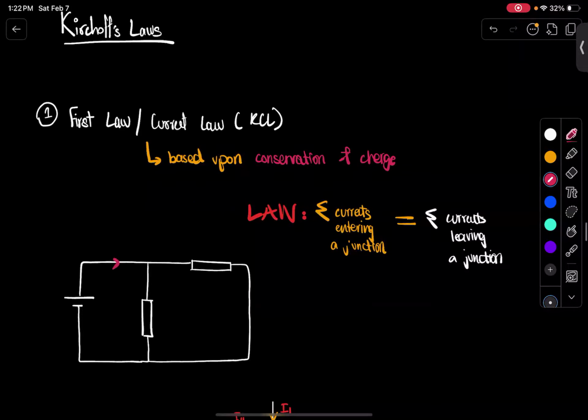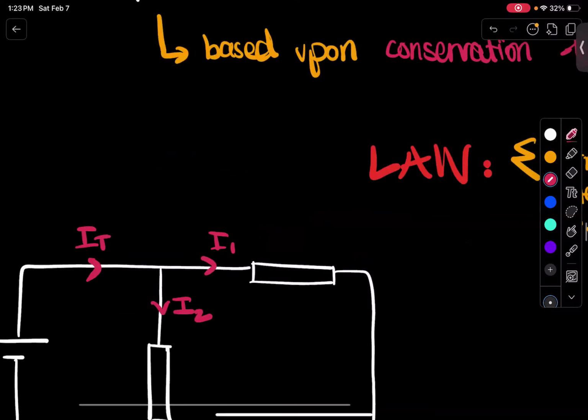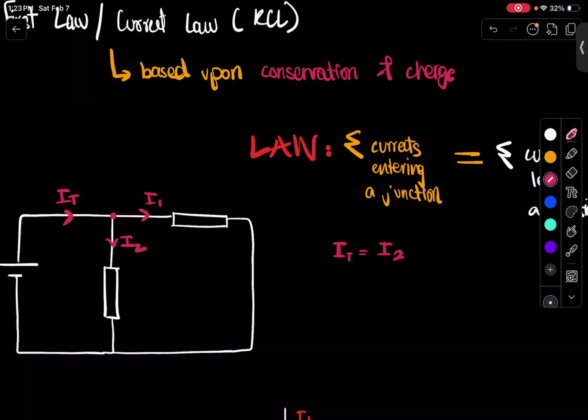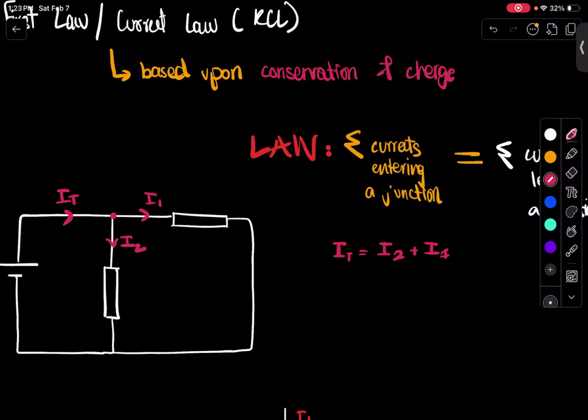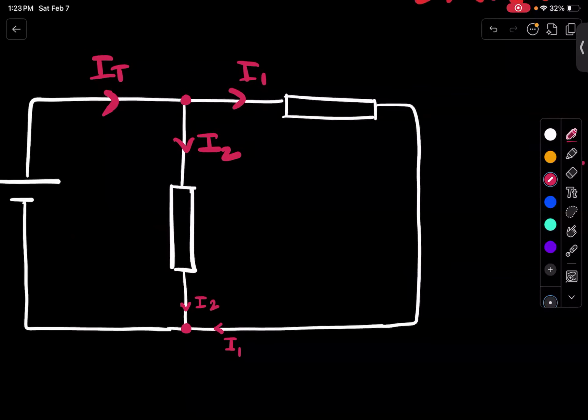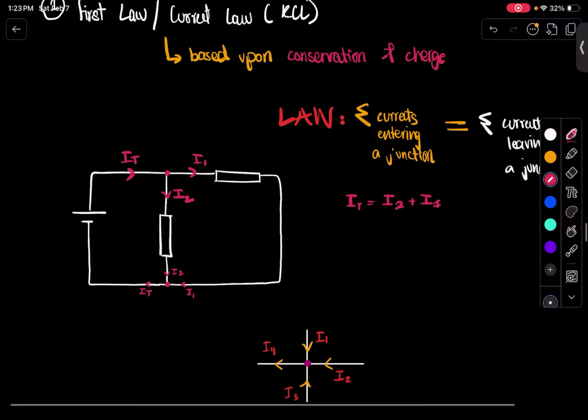That means, for example, if you have IT over here, then IT is going to split into I1 and I2, right? So notice that if there is a junction over here, then the current entering the junction is IT, and the current leaving the junction would be I2 plus I1, right? And over here, check this out, I1 and I2 are entering. So when they add up, they should total IT, right? That's pretty much it. You already know this stuff, right?